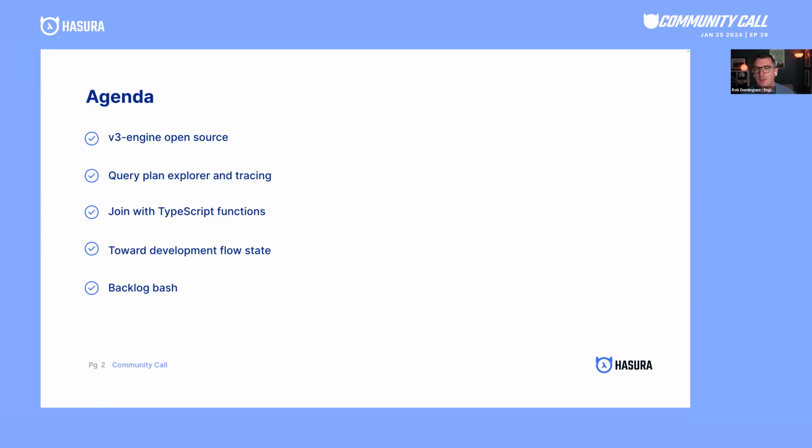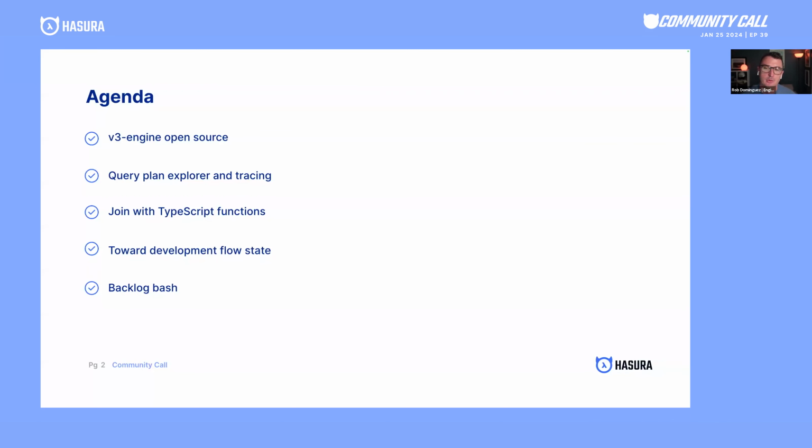It's something that I've been looking forward to for a long time. I know a lot of you have as well, is joins with TypeScript functions. So we'll see some really cool improvements between V2 to V3 that allow for some really great, powerful queries to happen across not only data sources, but also across different microservices that you've brought into your graph.